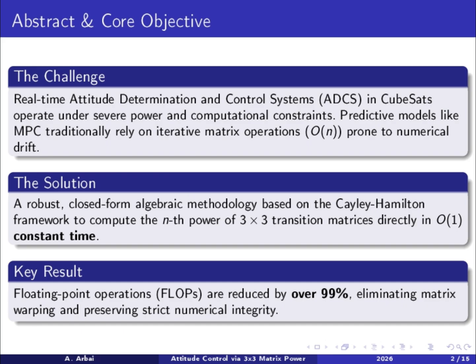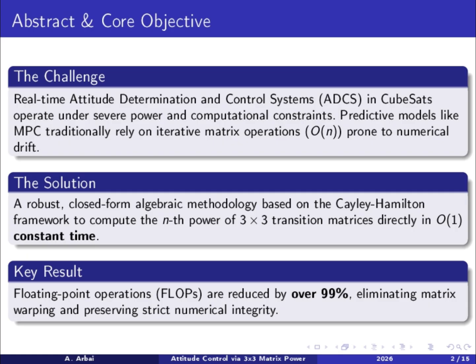Let's start with the core objective. The main challenge in modern CubeSats is that real-time attitude control systems face severe power constraints. Traditional predictive models rely on iterative matrix operations with O(n) complexity, which are highly prone to numerical drift.